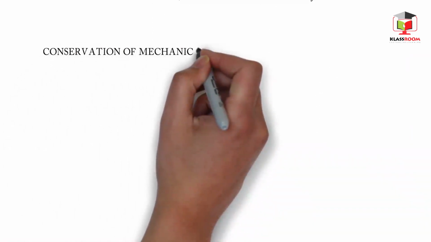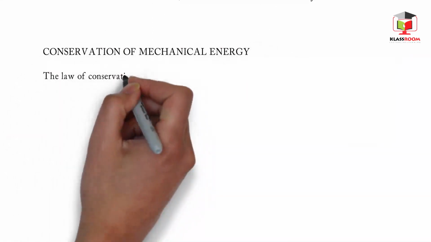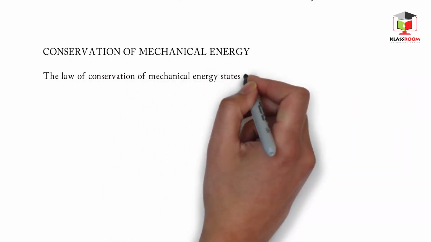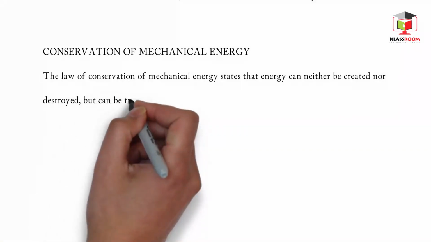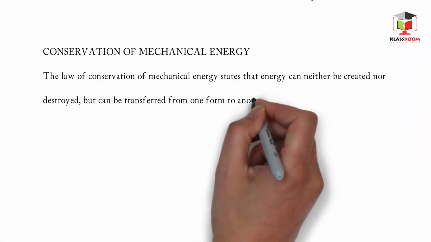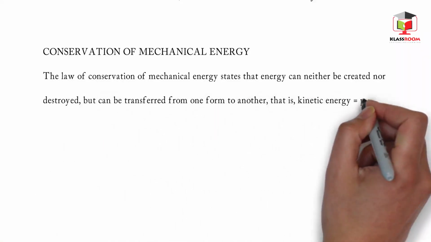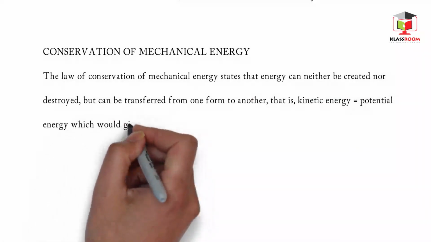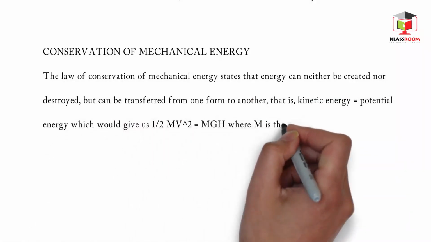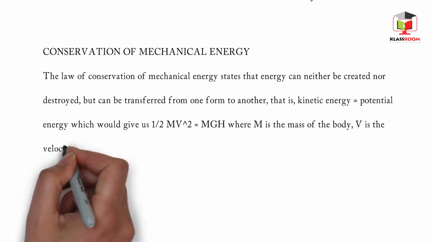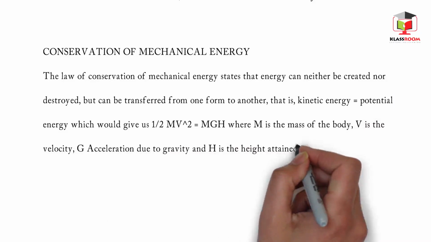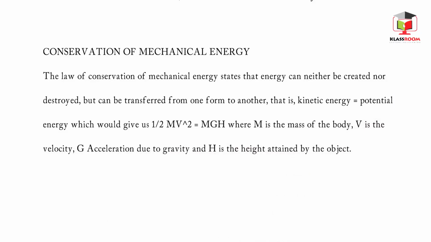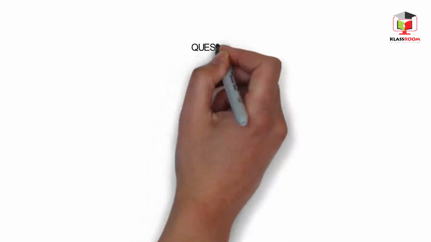Conservation of mechanical energy. The law of conservation of mechanical energy states that energy can neither be created nor destroyed, but can be transformed from one form to another. That is, kinetic energy equals potential energy, which will give us half mv squared equals mgh, where m is the mass of the body, v is the velocity, g is the acceleration due to gravity, and h is the height attained by the object.